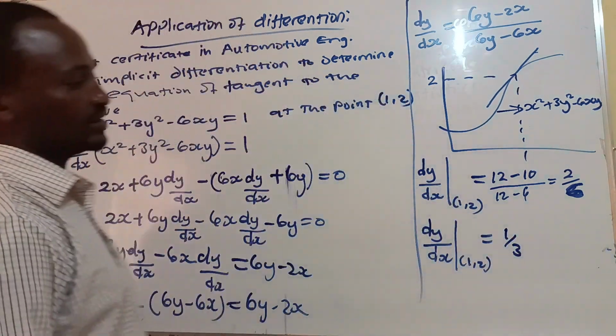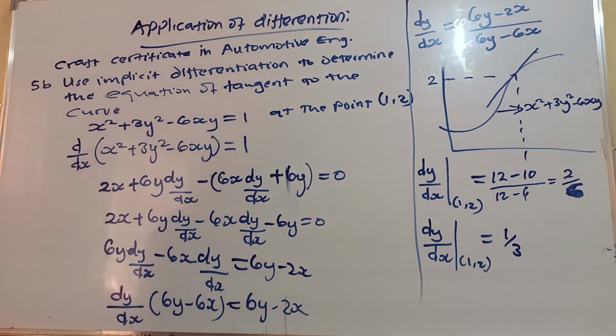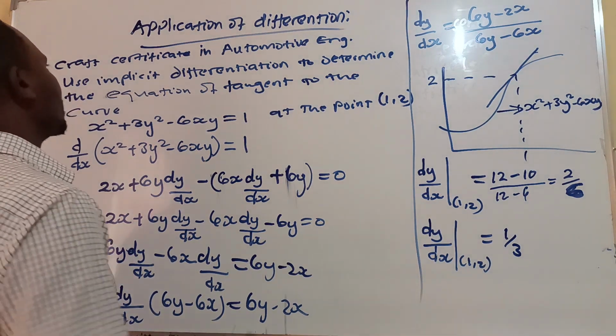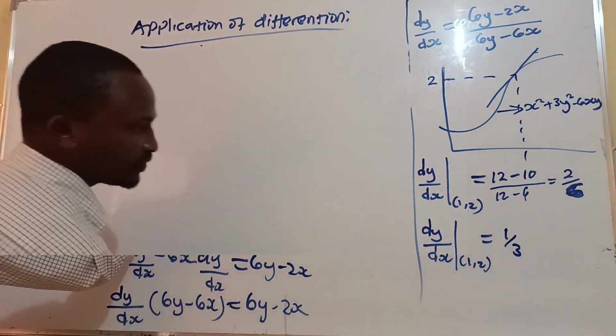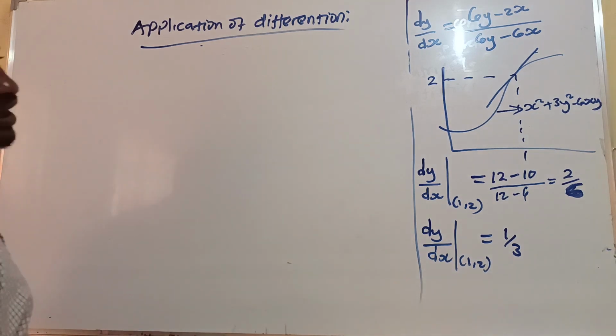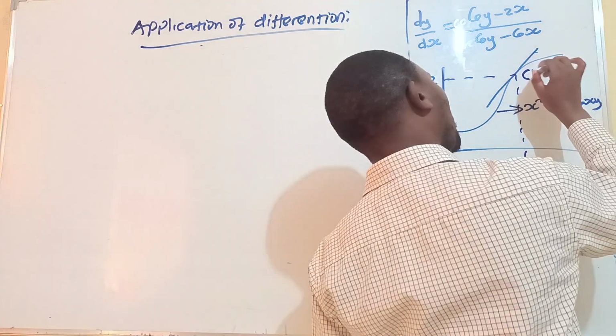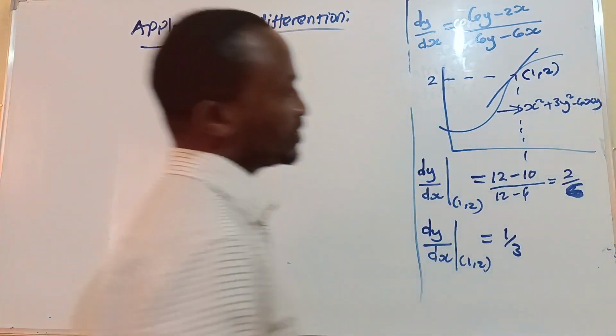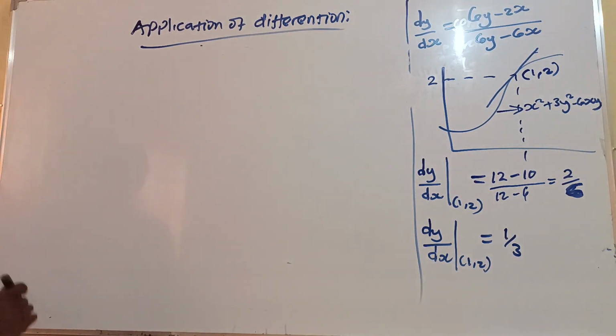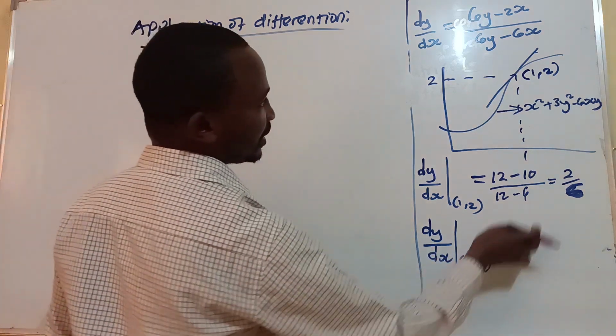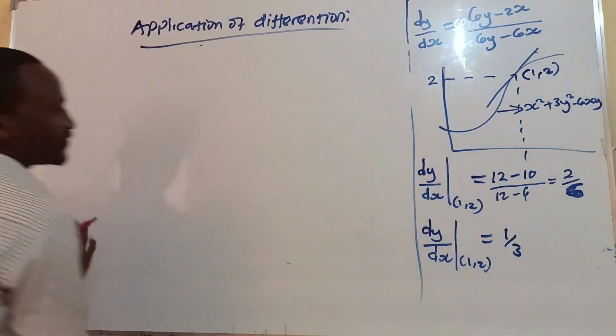So that is the gradient. But remember, with the gradient, you can find the equation. I'll remove the equation now. With the gradient of a line at one of the points, point (1, 2), you can get the equation of that line. You already have the gradient, and you have one of the points.